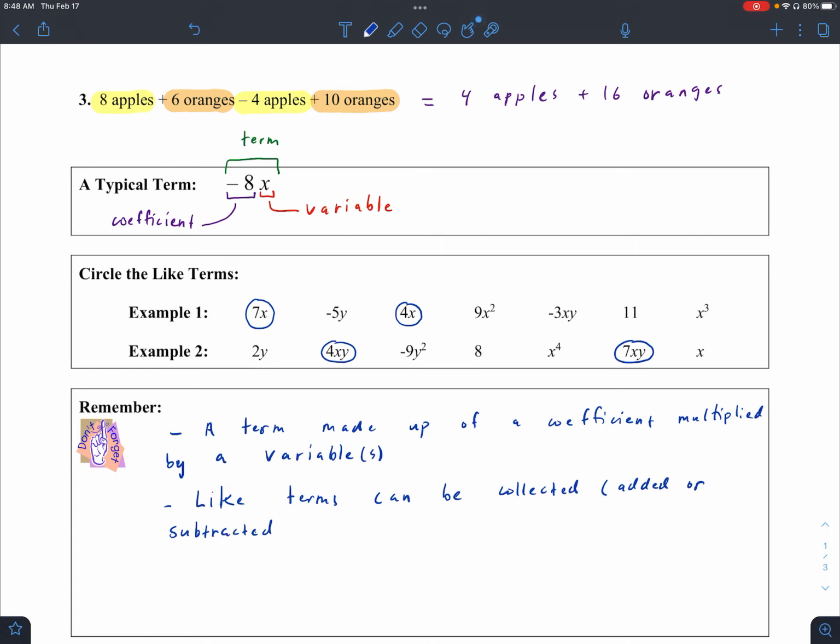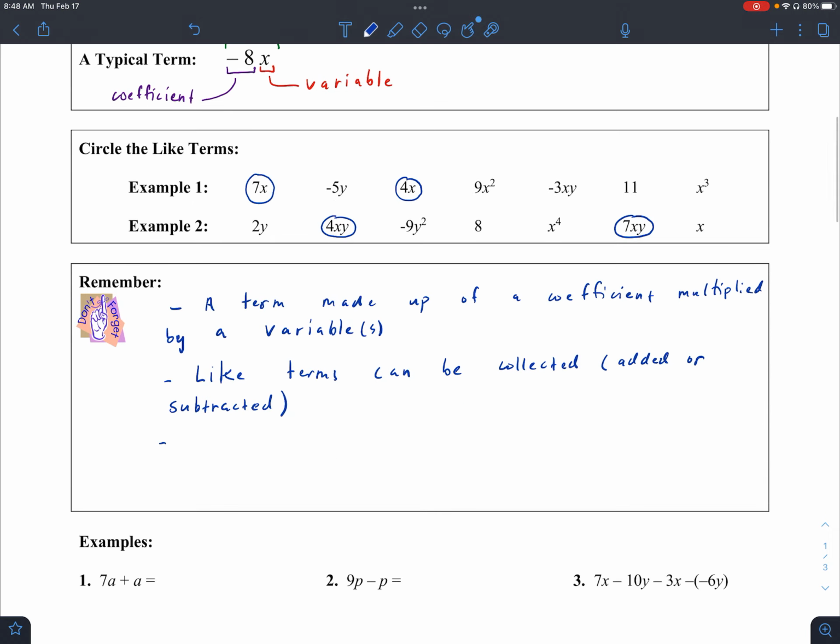And what you're doing is you're adding the coefficients or subtracting the coefficients when you're collecting like terms. Like terms can have the same coefficient. They're allowed to. But the key is for them to have the same variables.